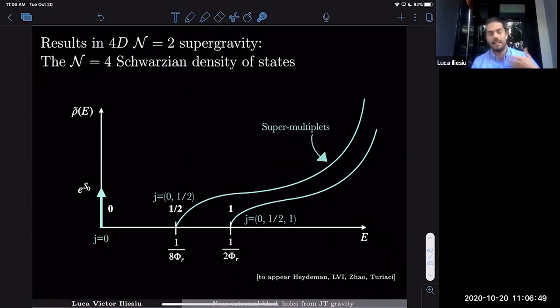So here I see that the density of states actually shows that there's a ground state degeneracy for the BPS black hole. Then I have a density of states for the supermultiplet that includes j equals 0 and j equals 1/2. And actually, this density of states is very, very similar to the one in the non-supersymmetric theory. It's still the sinh of some square root of E, but this time it's the square root of E minus J squared.